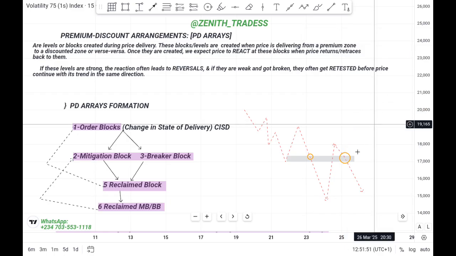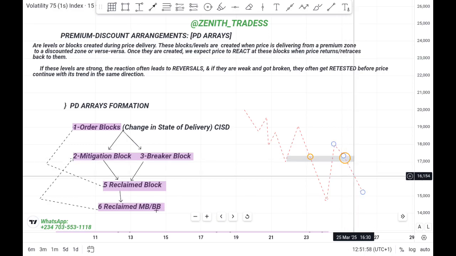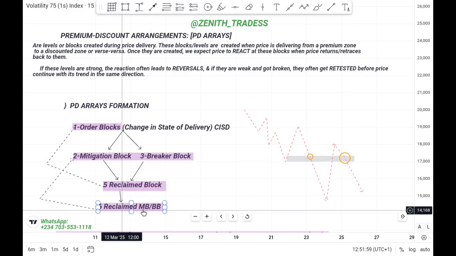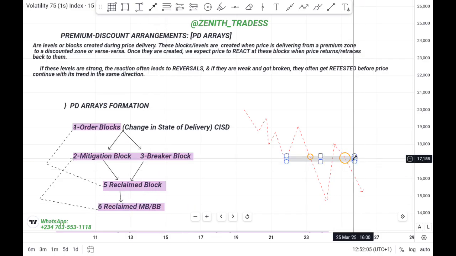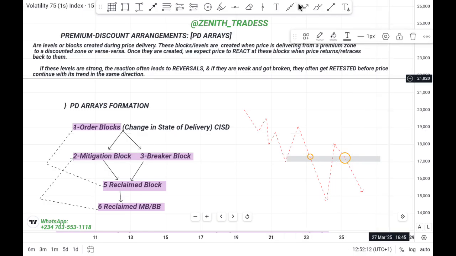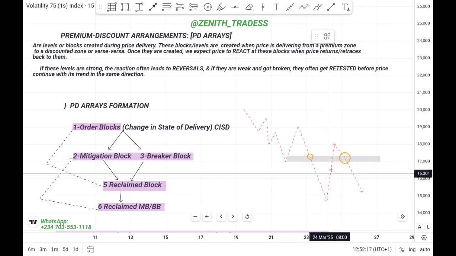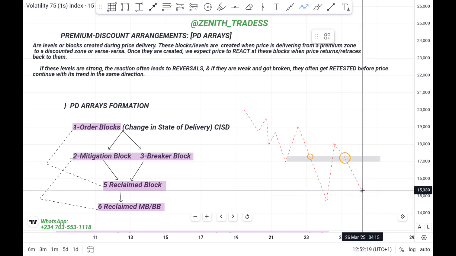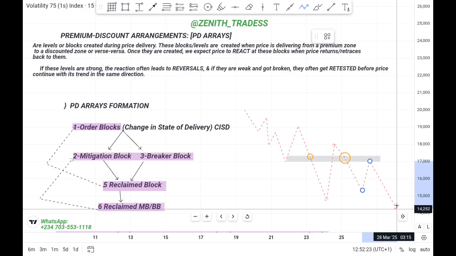But after tapping on it, it didn't hold. It got broken again, failing the second time. So this is the first failure, this is the second failure. If it failed the second time, that is what we call a reclaimed mitigation block or breaker block. This second failure gives us what a mitigation or breaker is supposed to give us, right? And what is a mitigation or breaker supposed to give us? We expect a retest and continuation, so after failing the second time, we expect a retest to continue lower.